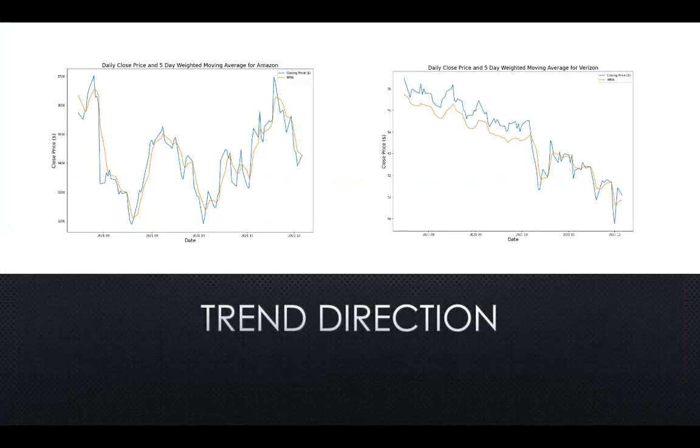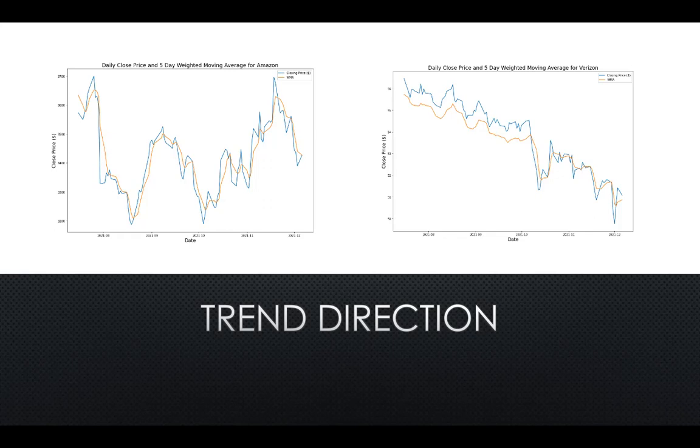For trend direction, over the past 100 days, Verizon's close price has been trending downward. As you can see, the 5-day weighted moving average line is very accurate in forecasting which direction the stock price is trending. The weighted moving average line stays above the close price while the price is going down, which can be an indicator for investors to sell because the close price is below the weighted moving average.